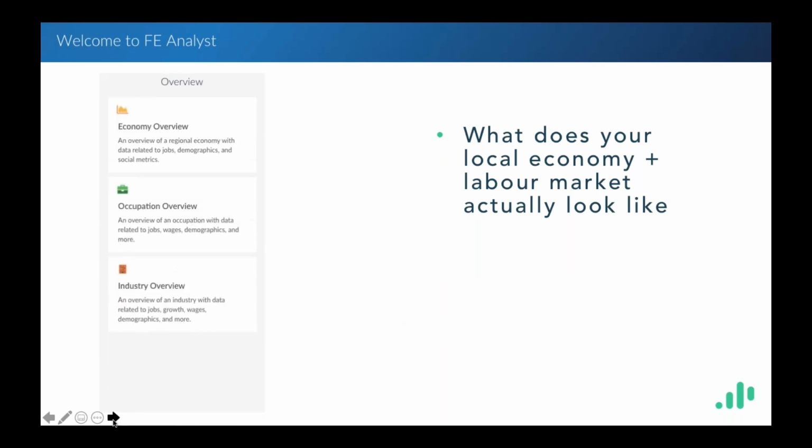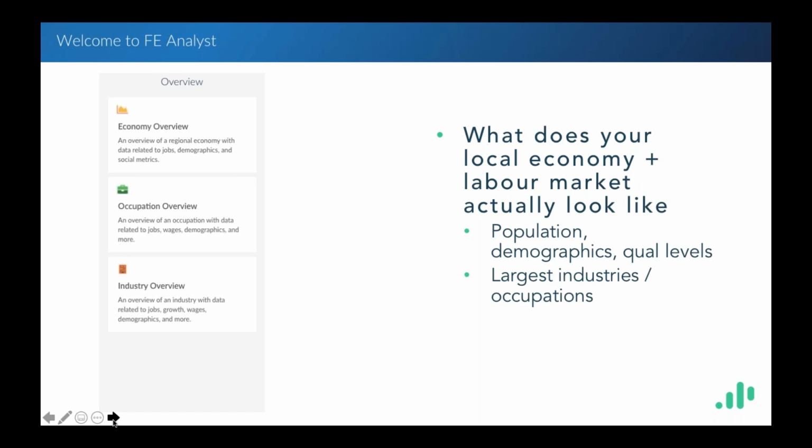So the overview workflow in FE Analyst is going to help you here by providing one-click reports to tell you things like population and demographic data, qualification levels of the existing workforce in your region, the industries and jobs that employ most people in your area. And from there, you're going to be able to dig into more detail about those jobs and industry sectors individually, just to get some headline information about what really is going on in your local economy. What does it look like?